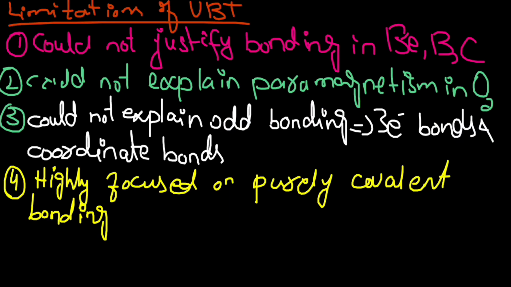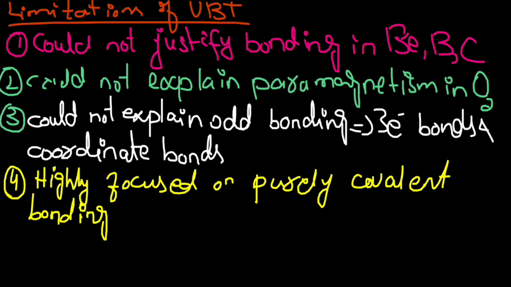Let's talk about the limitations of valence bond theory. Valence bond theory couldn't justify the bonding in beryllium, boron and carbon. According to VBT, the beryllium cannot make a bond because the 2s orbital of beryllium is completely filled, so it shouldn't take part in bonding. But actually beryllium takes part in bonding.